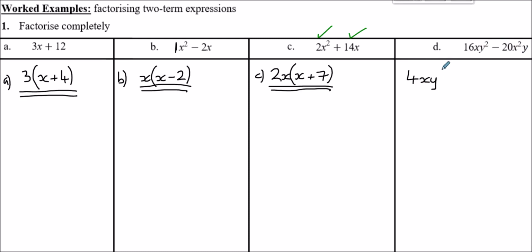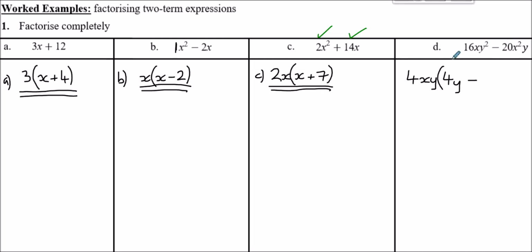Now we're done. So open up the brackets. We've got 4, we want to end up with 16. So we need to multiply this 4 by another 4 to get 16. X's are sorted already. Y, we need an extra y to get y squared, so we must multiply this y by an extra y on the inside. Minus, so write down the minus.